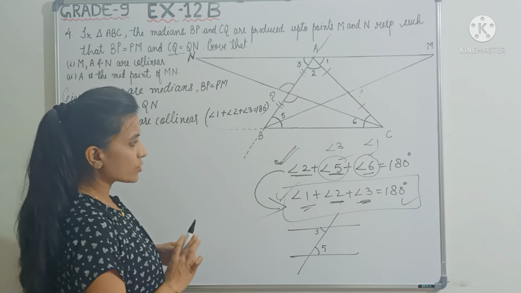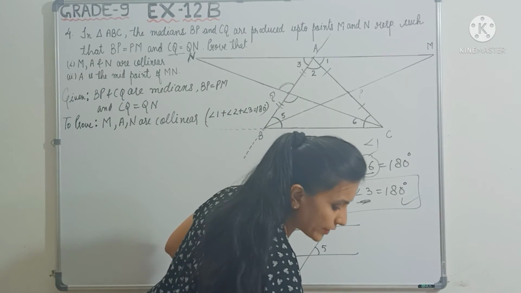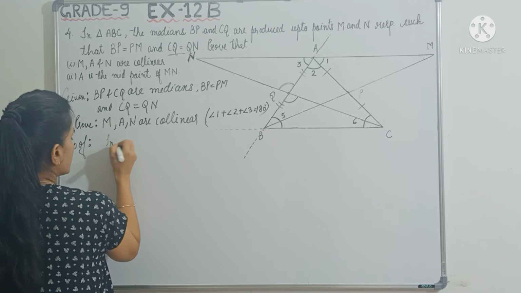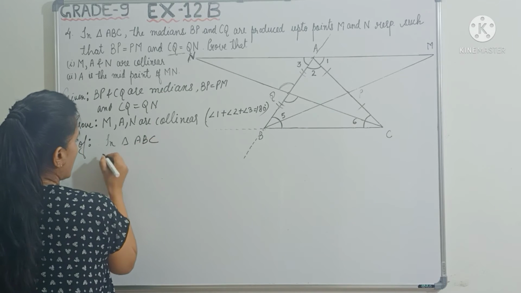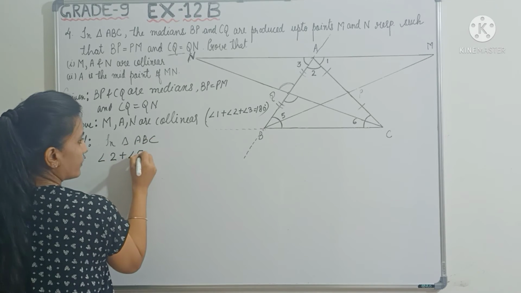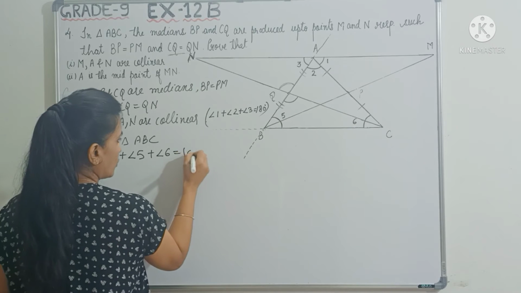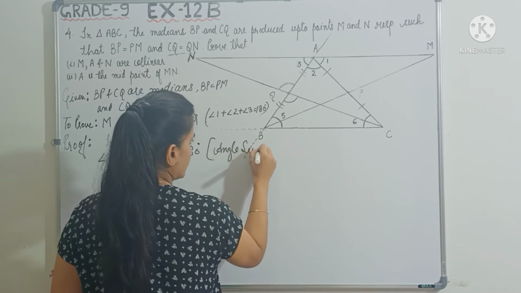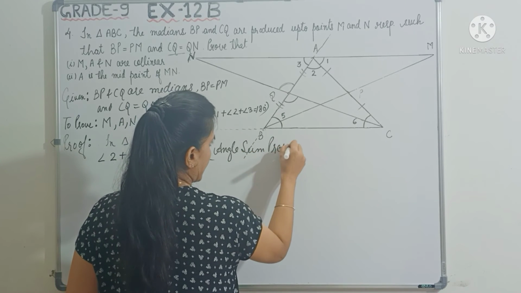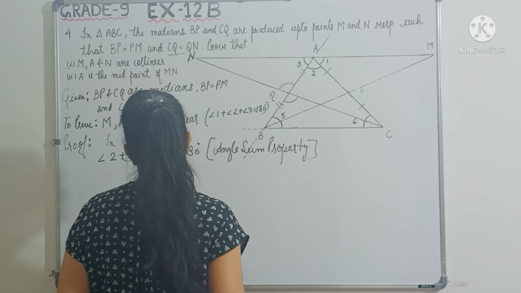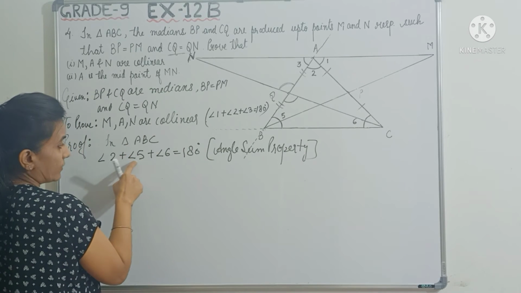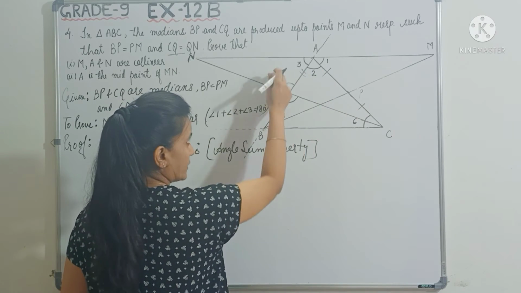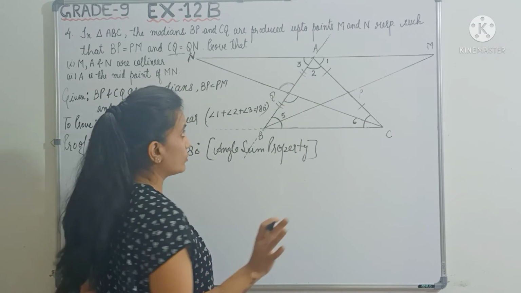So I hope you have understood. Let's write down everything, whatever we have discussed. So the proof will be, in triangle ABC, angle 2 plus angle 5 plus angle 6 is equal to 180 degrees. This we know by angle sum property, right? Angle sum property. Now you have to show angle 5 is equal to 3 and angle 6 is equal to 1, right? So let's take these two triangles and prove that they are congruent.